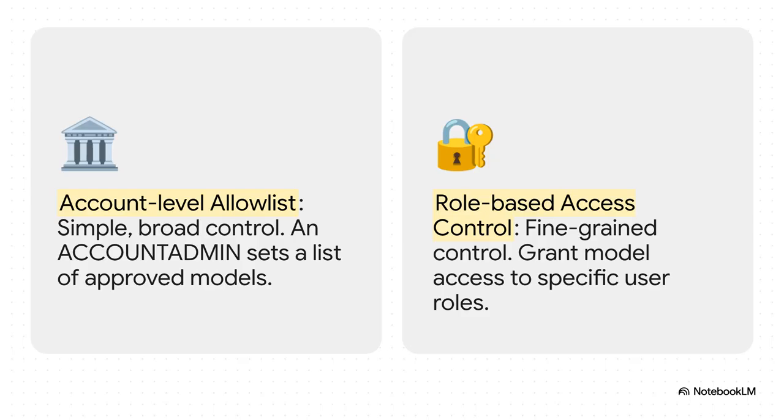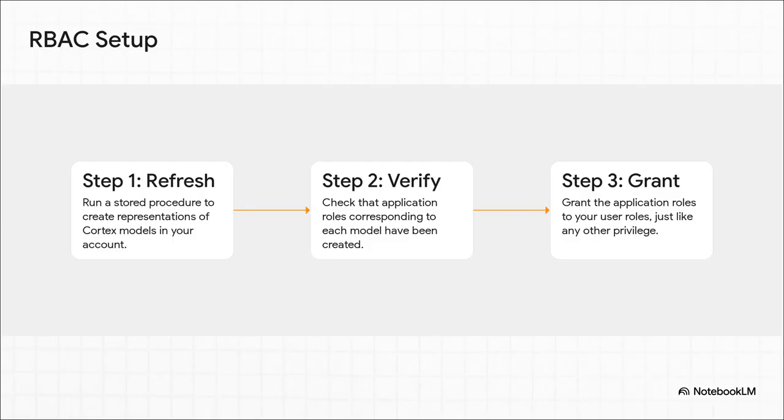Super simple. The admin can just say, hey, in our company, we only use these 3 models, and that's it. Done. Then for that fine-toothed comb control, you have the good old role-based access control, or RBAC. This lets you grant access to specific models to specific roles, just like you manage permissions for any other table or view. And you can even use them together for ultimate control. And setting up that really granular role-based control, it's super straightforward. It's just 3 steps that'll feel really familiar if you've ever managed permissions in Snowflake.